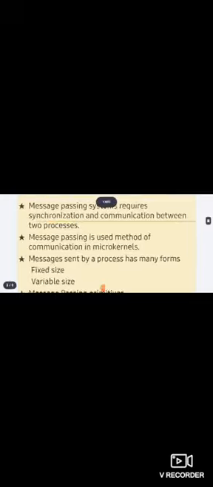Messages sent by a process take many forms. The first one is fixed size, and the other one is variable size. You send some message to one particular person or some other persons, so that is a fixed size message. If we add some more points to that message, the size varies, so that is a variable size message.